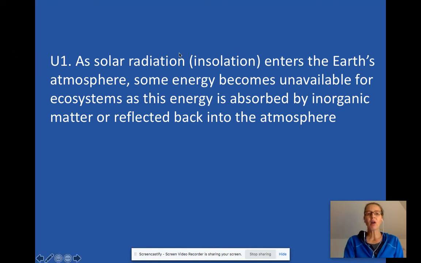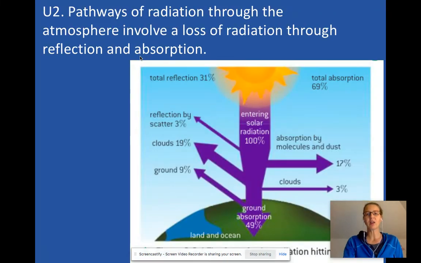And so not all of the solar radiation that hits the Earth, we know this, is going to be instantly converted into chemical energy. Much of that is going to be unavailable to the ecosystem because it's either absorbed by something that's not a plant or it gets reflected back into the atmosphere. So just taking a look at solar radiation coming into the Earth, of all of the solar radiation that comes into the Earth, 31% of that's going to be reflected and about 69% will actually be absorbed.